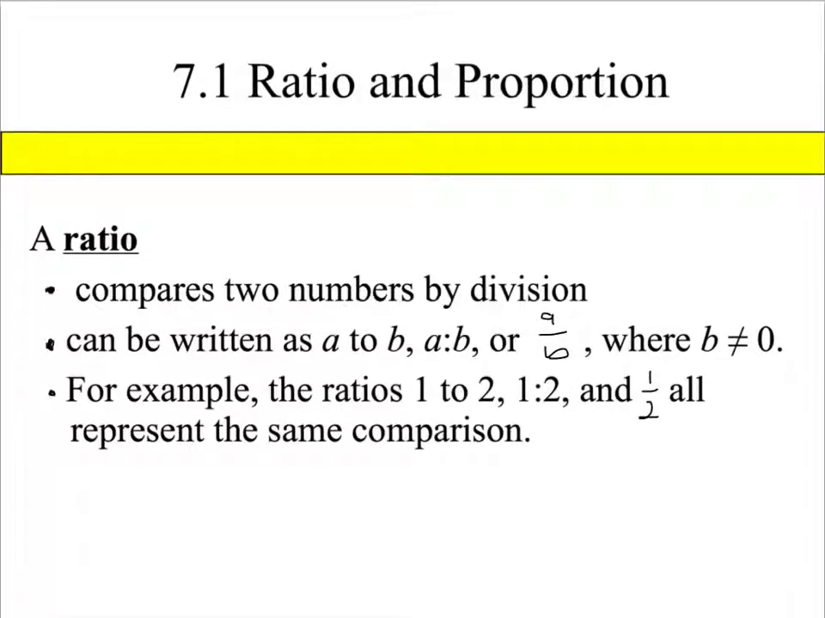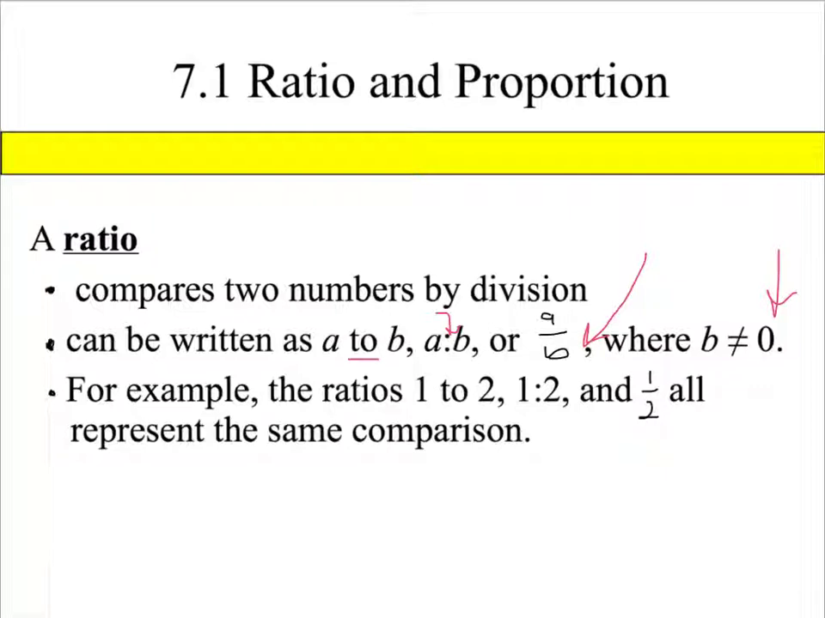All right? So the very first thing I want you to do is write down these 3 points of a ratio. A ratio compares two numbers by division. There's 3 ways it can be written. It can be written with the word "to" in there, with a colon in there, or as a fraction. But you need to make sure b cannot equal 0. The reason is that it can be written as a fraction, and we cannot divide by 0. Remember, that's an error. If you took 7 divided by 0 or any number divided by 0, that's an error.